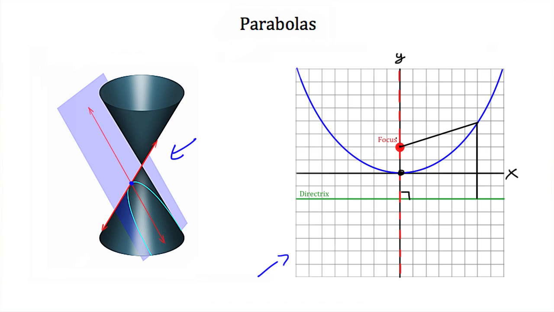This distance, that I'll call A, is the same distance here. This distance, that I'm going to call B, is the same distance perpendicular from our directrix. This is also B. And this stands for every point on the parabola.